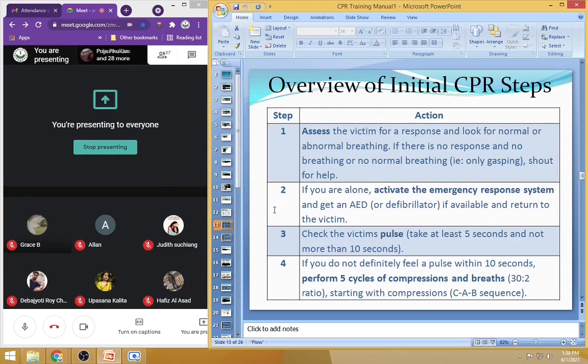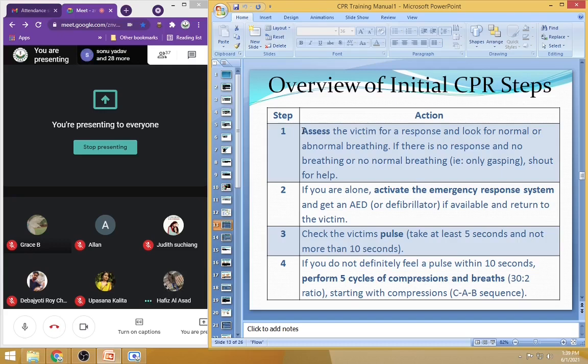I'll just explain, and afterwards, don't worry, we will be doing it individually, all of us in the lab, one by one. Then you will be more clear. But try to remember the steps. Suddenly you saw someone collapse in front of you. Then what will you do? First check the pulse. If there is no pulse, then start to give the CPR.